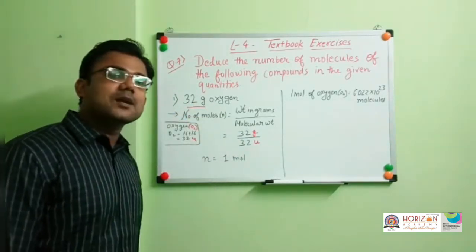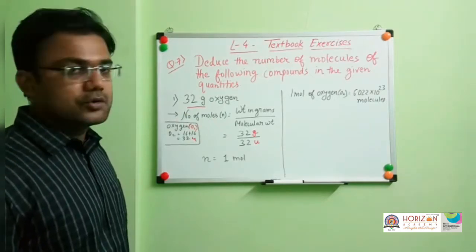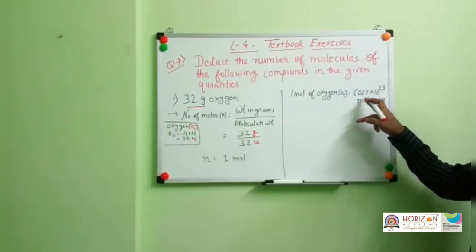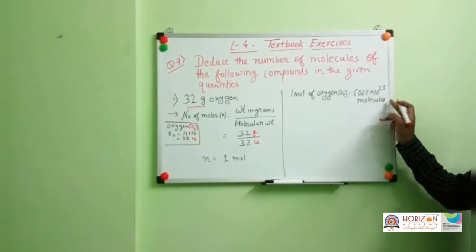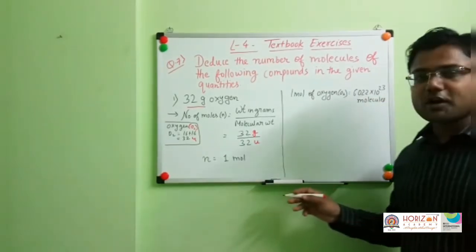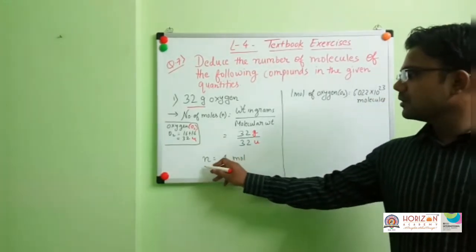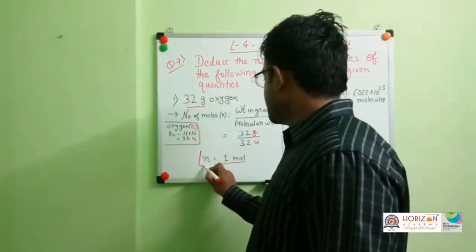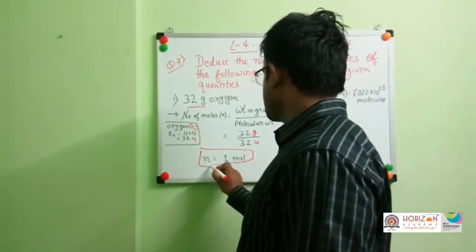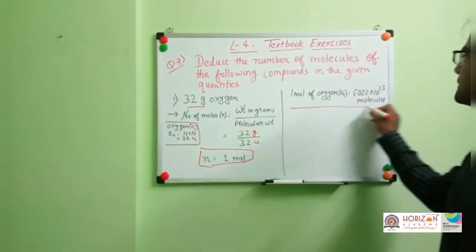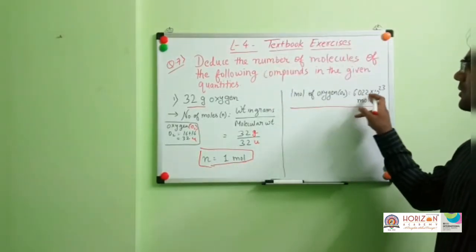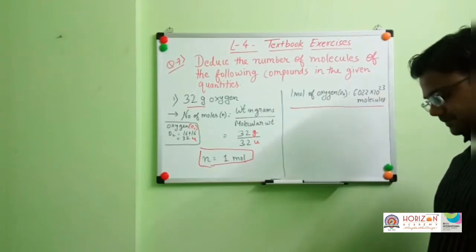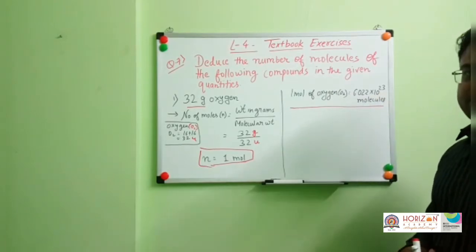Now for finding the number of molecules, you know the formula. 1 mole of any substance is equal to 6.022 into 10 raised to 23 molecules. So here you are also getting the same answer, that is 1 mole here. So that's why no need to calculate something else. This is your answer. 1 mole of oxygen equals 6.022 into 10 raised to 23 molecules. So this was very simple.